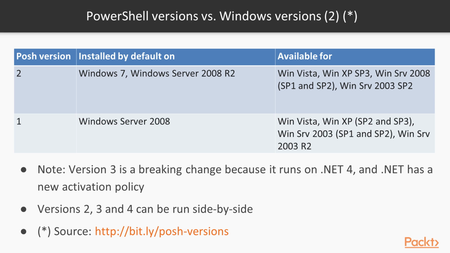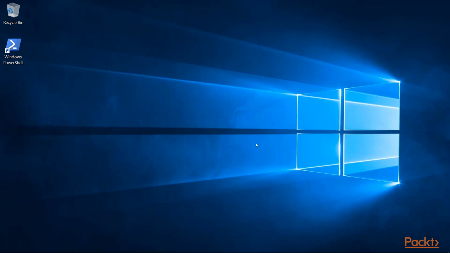It is worth noticing that version 3 of PowerShell is kind of a breaking change, because it runs on Microsoft .NET version 4, which has a new activation policy. Version 1 or 2 of PowerShell runs on .NET 2 and .NET 3.5. Versions 2, 3, and 4 of PowerShell can be run side by side. For a good source of information about handling these PowerShell versions, use the bit.ly link that I created at bit.ly/posh-versions.